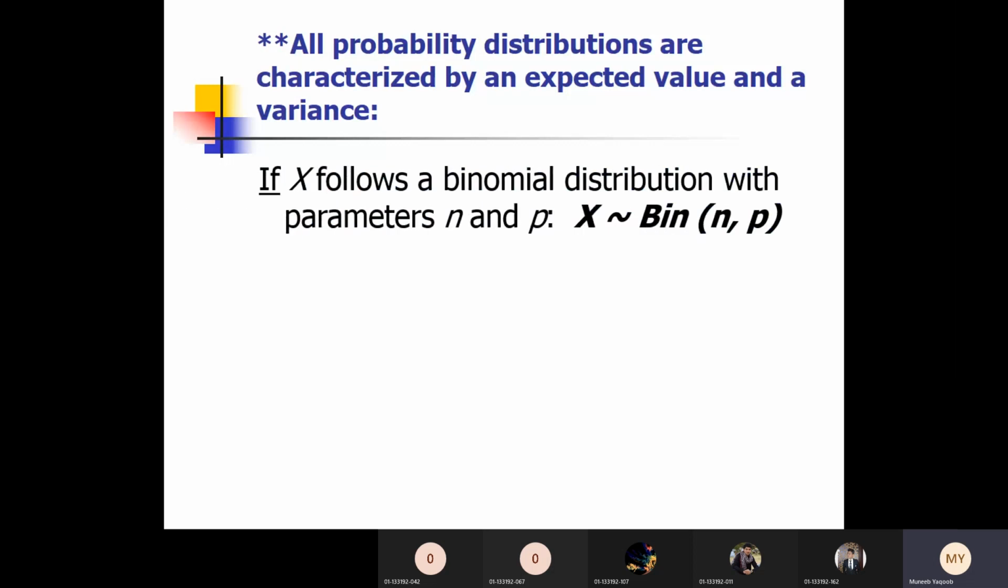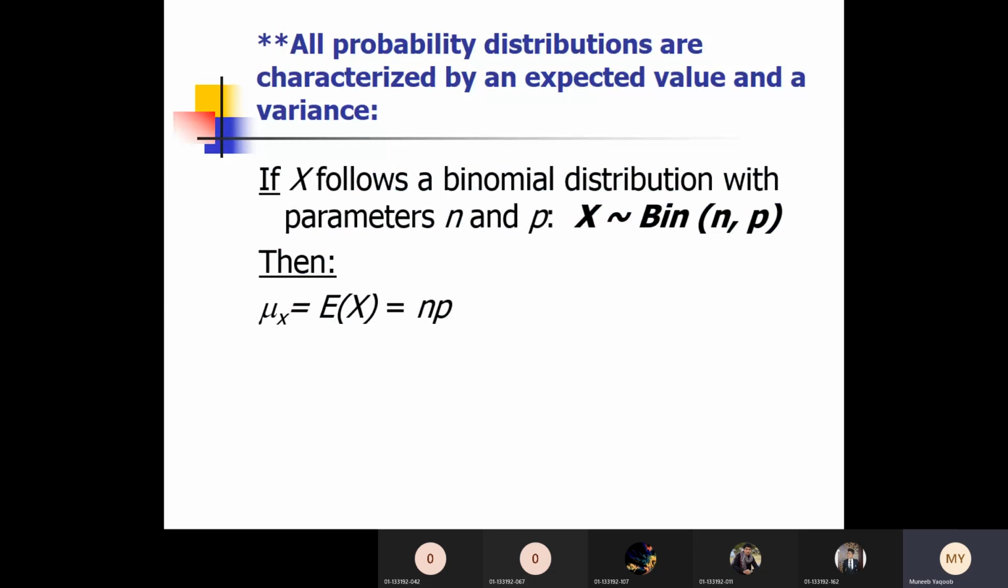So if X follows a binomial distribution with number of trials equal to n and probability of success equal to p, then the mean of this binomial distribution may be represented by the Greek letter mu x, and it is equal to the expectation of x, which can be computed using the formula n into p.